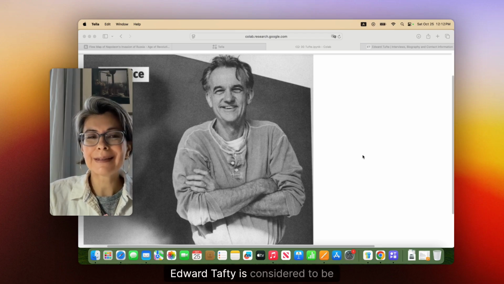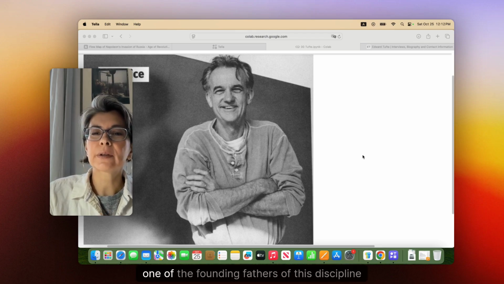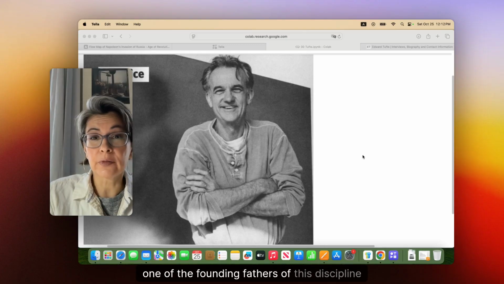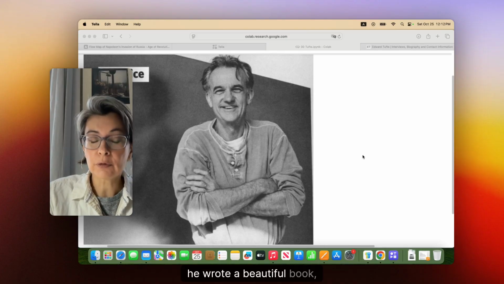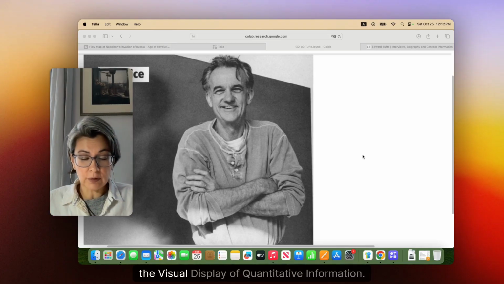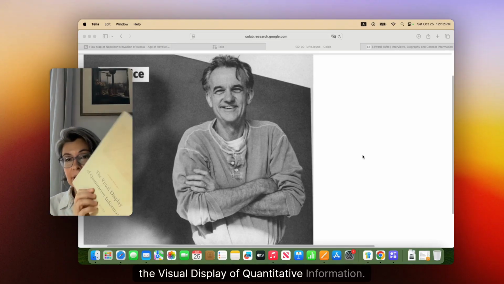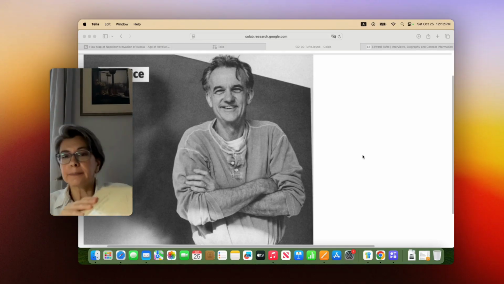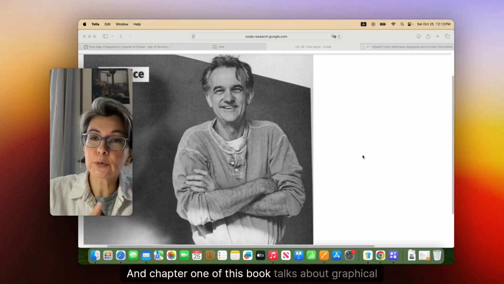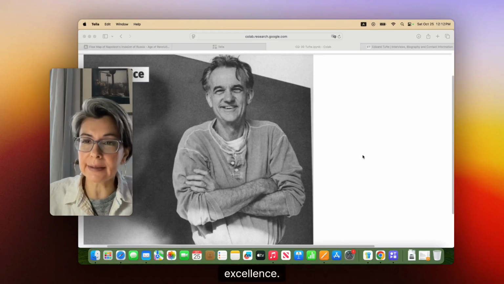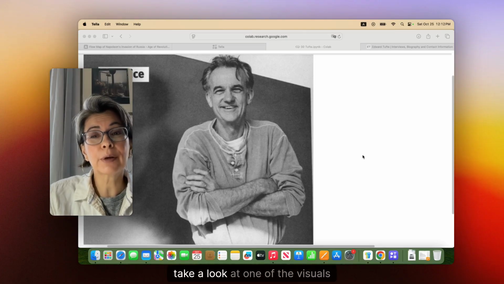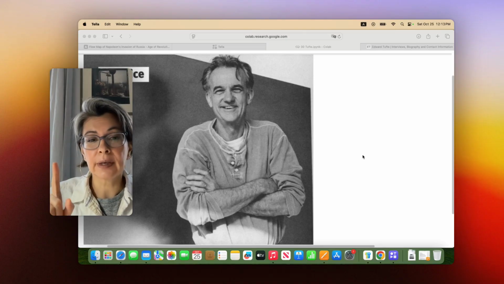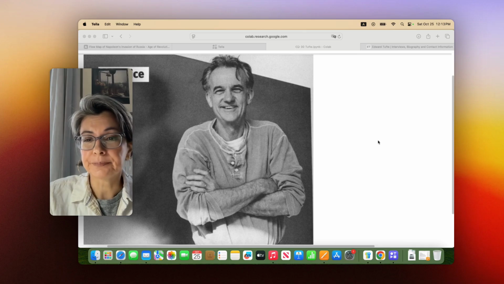Edward Tufte is considered to be one of the founding fathers of this discipline by many. He wrote a beautiful book, The Visual Display of Quantitative Information. And chapter 1 of this book talks about graphical excellence. So we're just going to take a look at one of the visuals in this chapter.